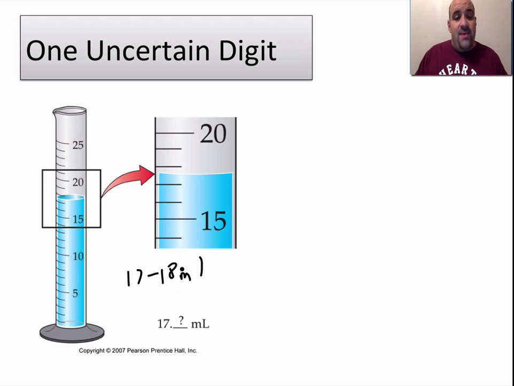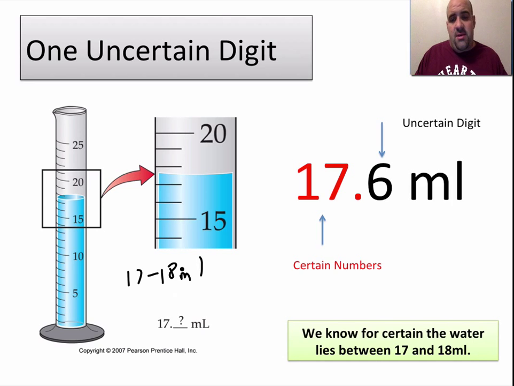But we are allowed to estimate one uncertain digit. And this looks to me to be about 0.6. You might call it 0.5 or 0.7. But you are allowed one uncertain digit. You should not go beyond one uncertain digit when you are making a measurement in science. So whatever your hash marks or your labeling or your scale is on your instrument, you're allowed to estimate one uncertain digit. That's the rule.